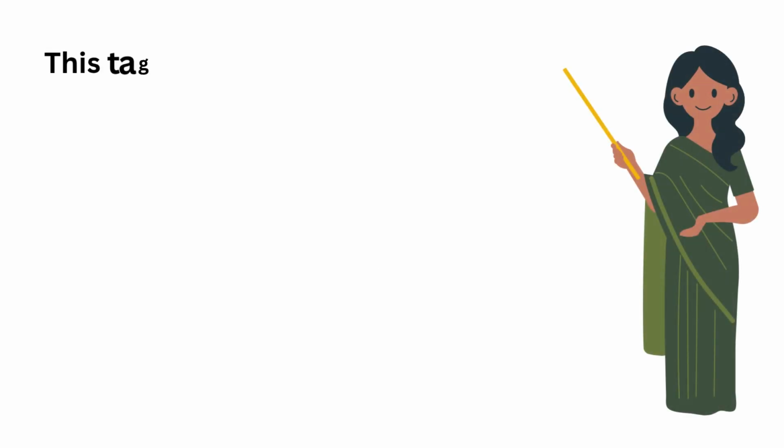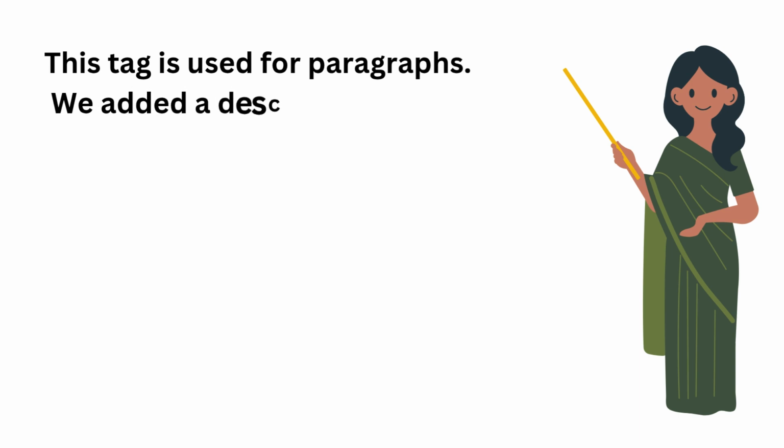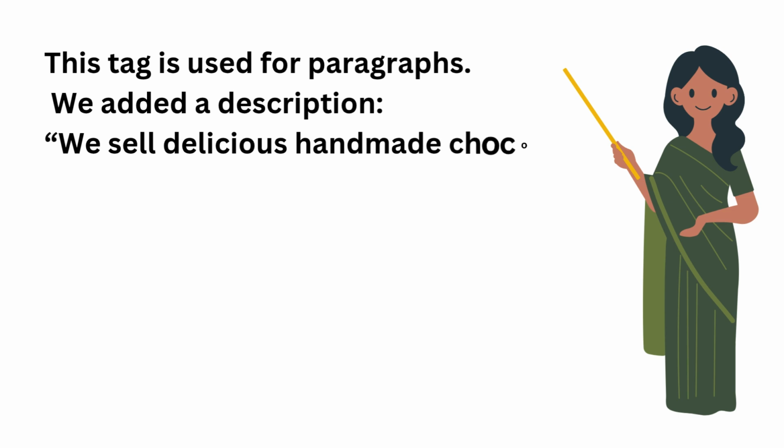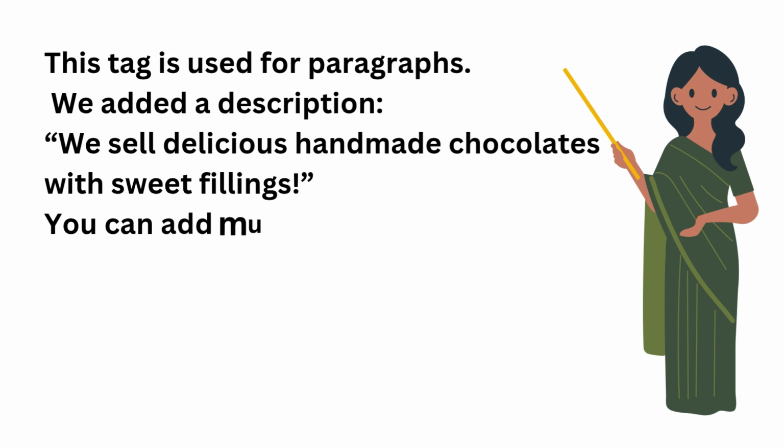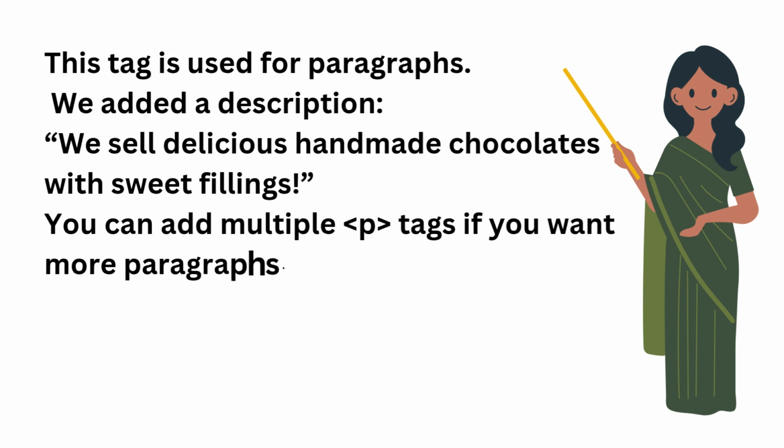The sixth tag is the paragraph tag. This tag is used for paragraphs. We add a description: We sell delicious handmade chocolates with sweet fillings. You can add multiple paragraph tags if you want more paragraphs.